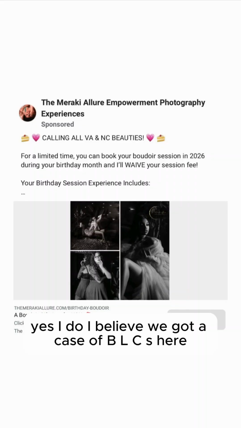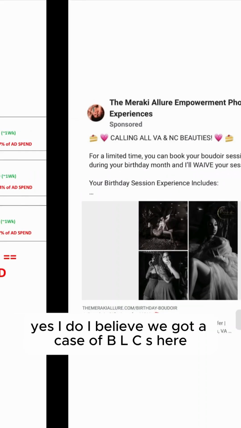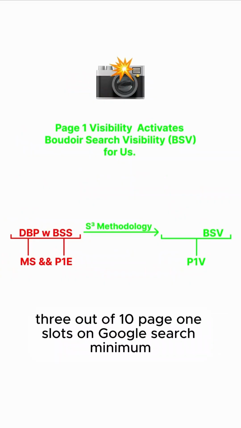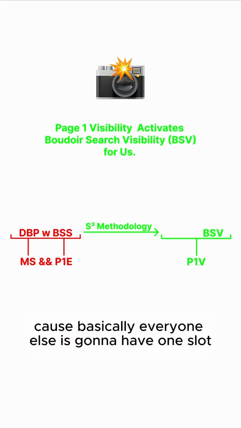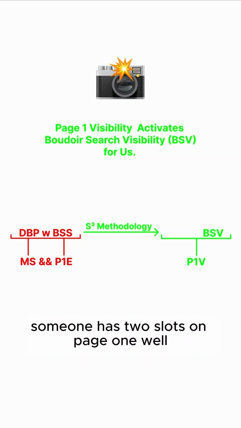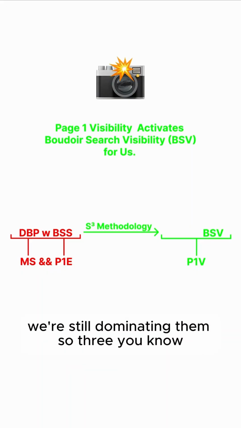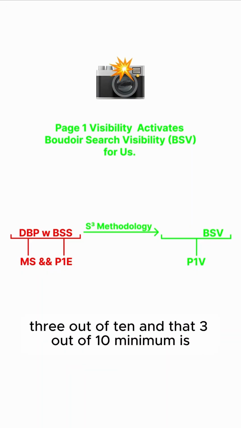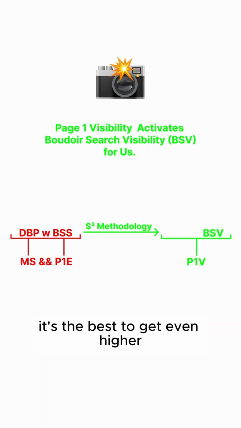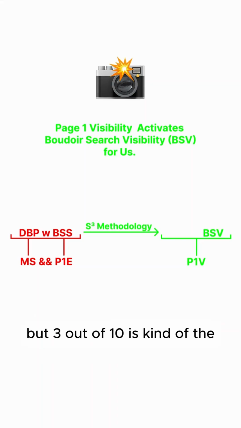You know, the 3 out of 10 minimum, 3 out of 10 page one slots on Google search minimum, because basically everyone else can have one slot. If we got 3, we're dominating them. And in the ultra-right trench, if someone has 2 slots on page one, well, we're going to have 3. We're still dominating them. So 3 out of 10, and that 3 out of 10 minimum is really the best for all scenarios. Obviously, it's best to get even higher, but 3 out of 10 is kind of the minimum where we want to get to.